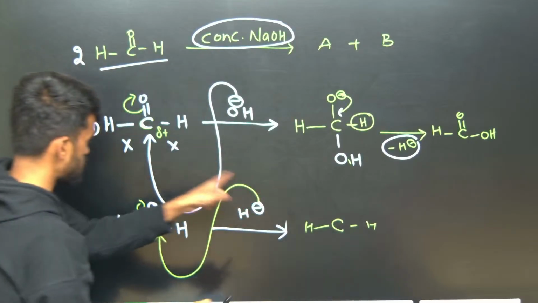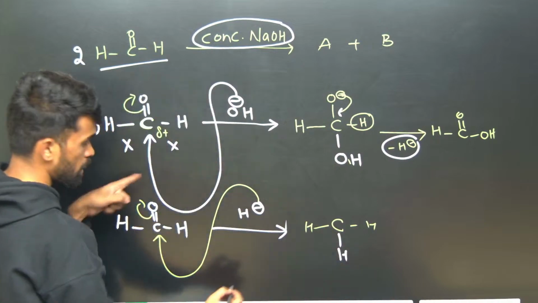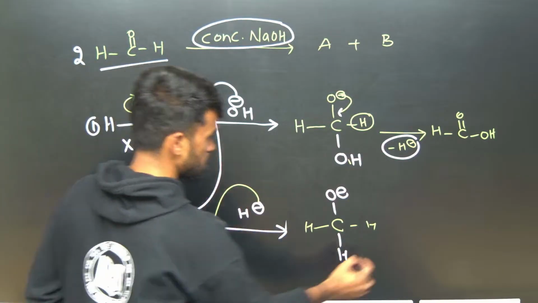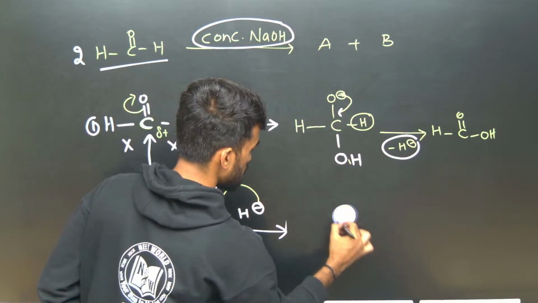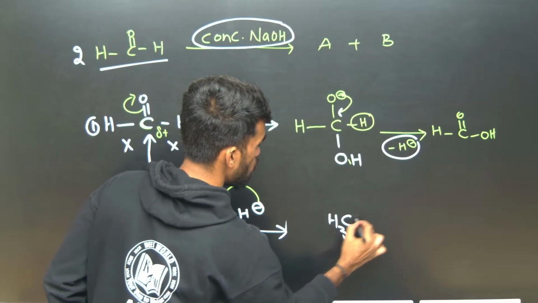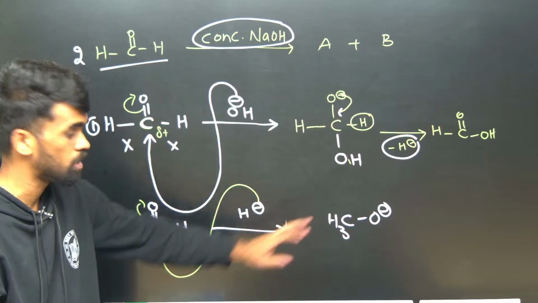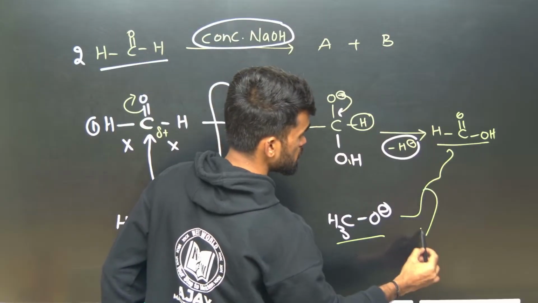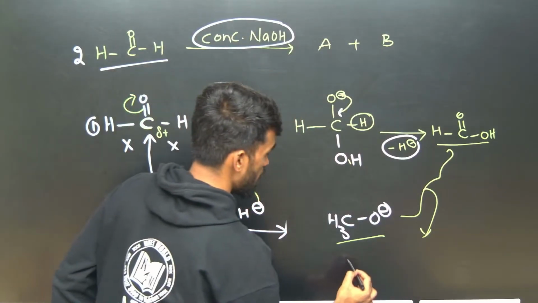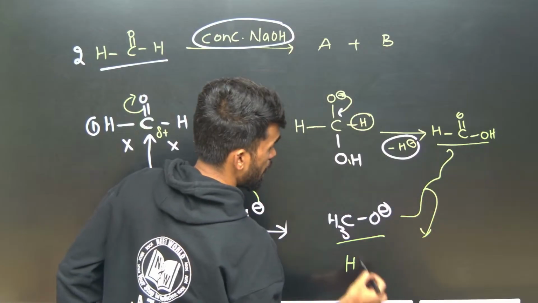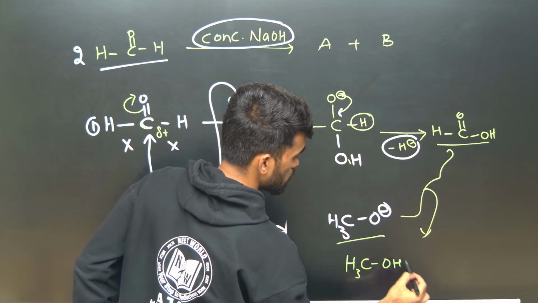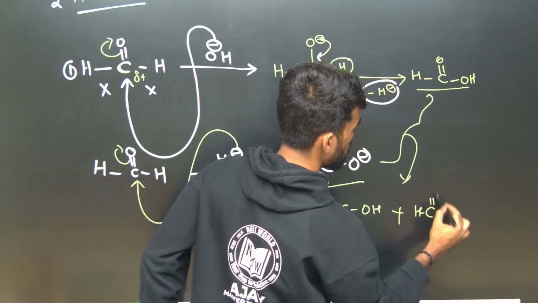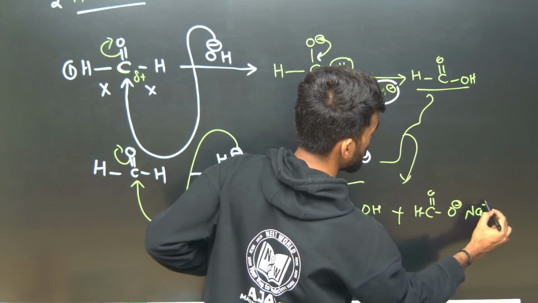The H minus attacks here, and the C double bond O becomes C single bond O minus. I can write this as CH3O minus, the methoxide ion, an alkoxide ion. This is an acid and this is a base, and since the reaction takes place in the same vessel, the H plus ion is taken by the alkoxide and converted into CH3OH, methanol. The other product is the carboxylate ion, HCOO minus Na plus.